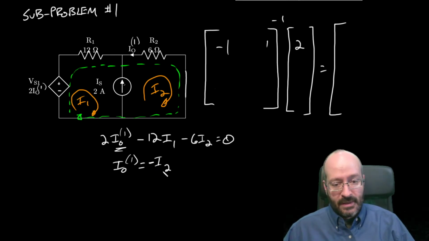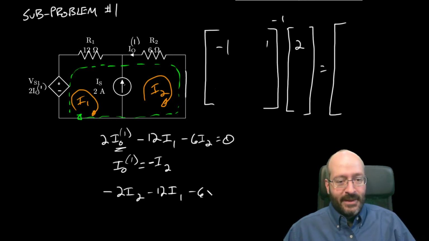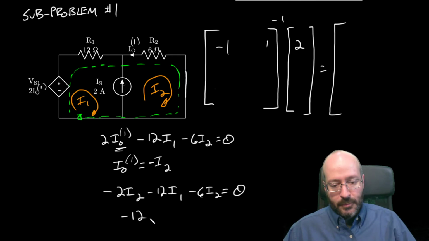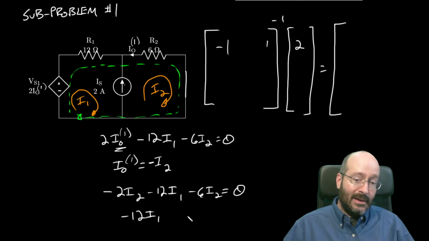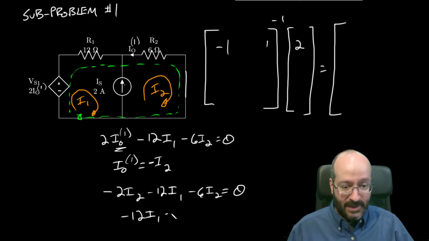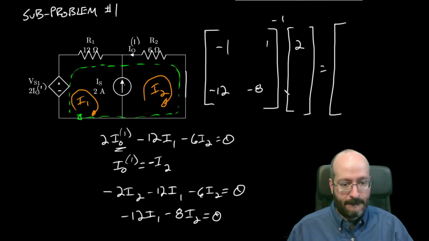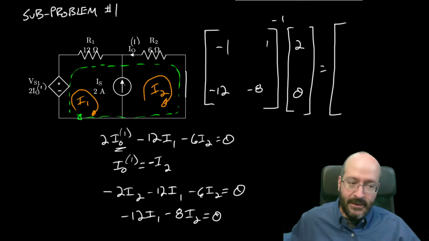So now we plug this in anywhere we see the first part of I out. So we have negative 2 I2 minus 12 I1, minus 6 I2, and that's equal to 0. So group your like terms. I1's all by itself, but you've got 2 that have coefficients in front of I2, so we're going to get negative 8 I2, and that's equal to 0. All right, you can come up here, plug that in. 0 on the right-hand side. Solve it any way you want.